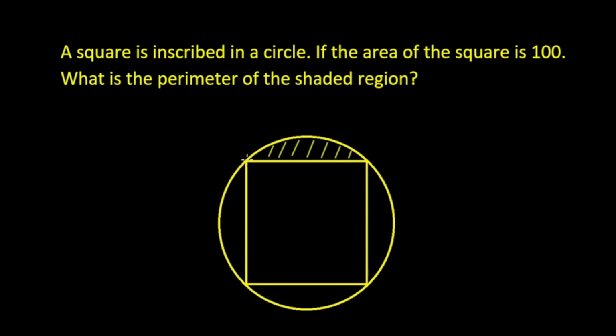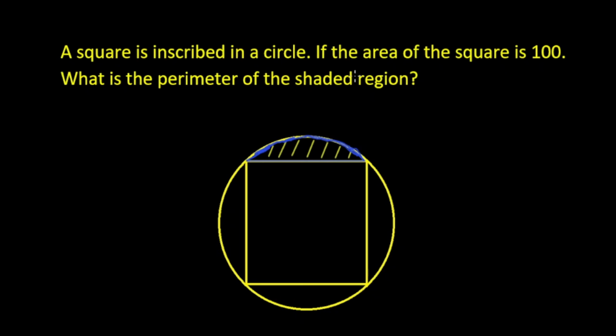So it's this line here. We call that the arc, and this line here. So we're looking for the perimeter of the blue lines here. Now, right away, we do know the length of this horizontal line here, because it's given in the question.